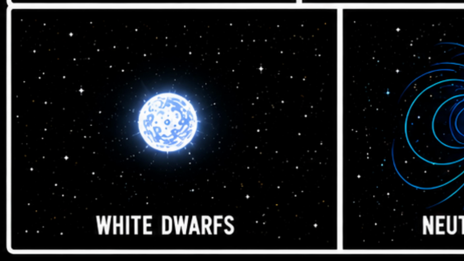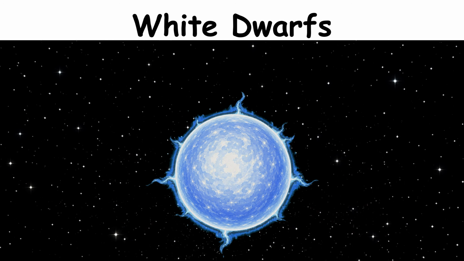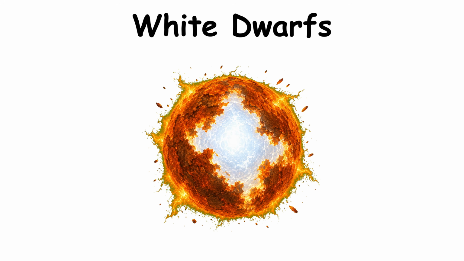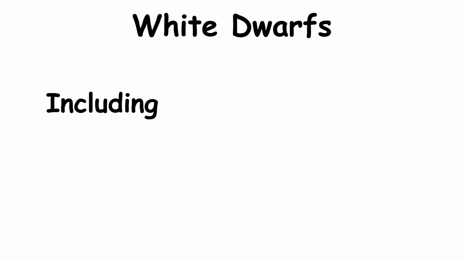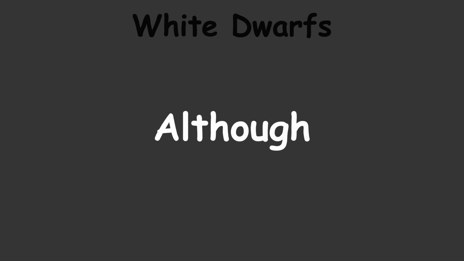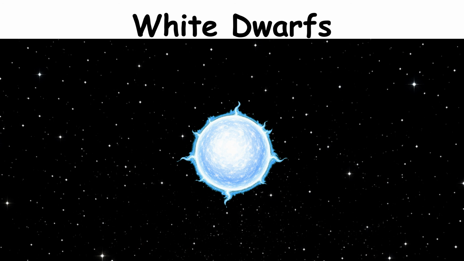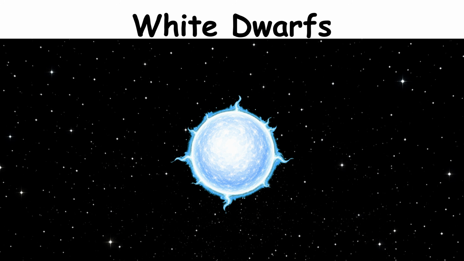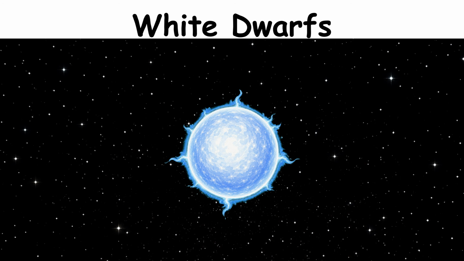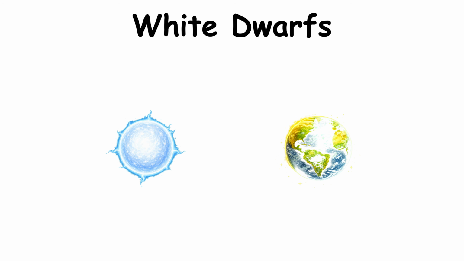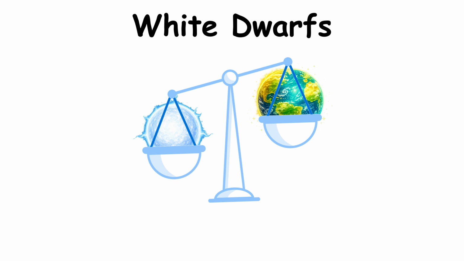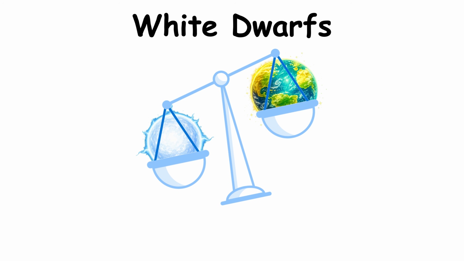White dwarfs. White dwarfs are the dense, cooling cores left behind by low and medium mass stars, including stars similar to our Sun. Although fusion has completely stopped, the remnant continues glowing for billions of years as it slowly radiates away its remaining heat. Despite being roughly the size of Earth, a white dwarf can contain nearly the entire mass of the original star, making it incredibly dense.